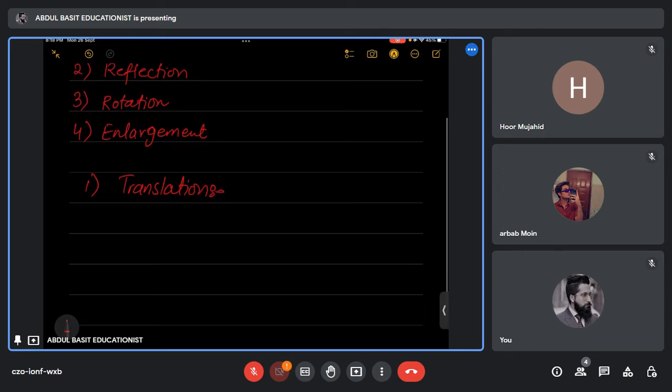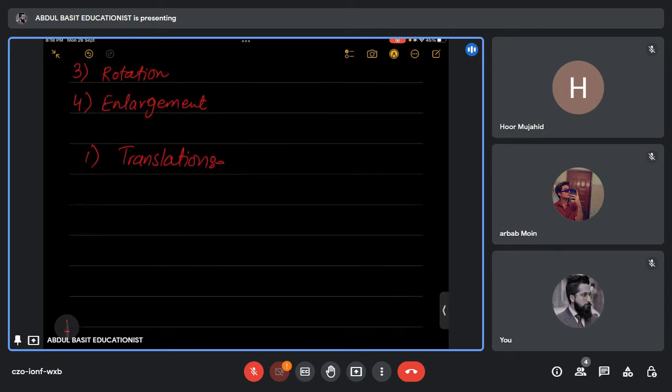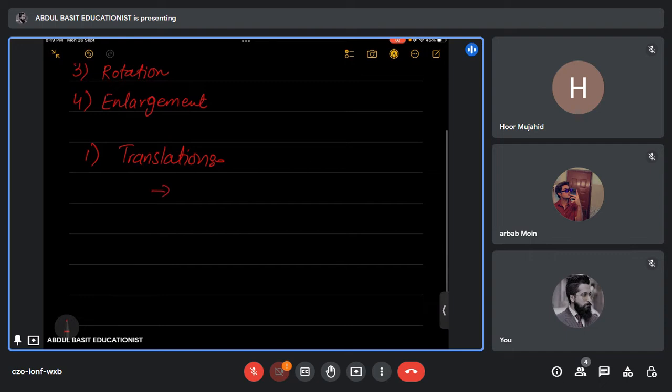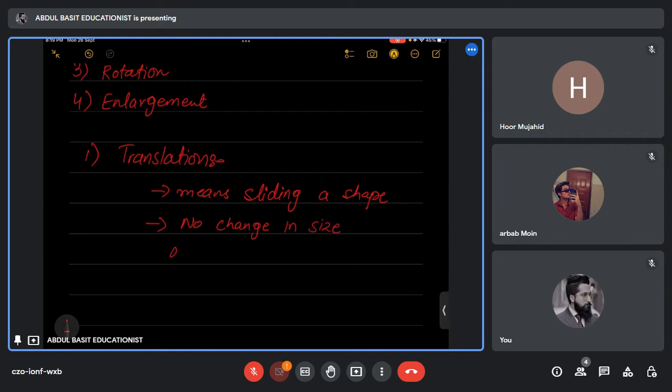Translation. What is the meaning of translation? Translation means sliding a shape, with no change in size and no change in rotation. कोई change नहीं होता size में और rotation में.